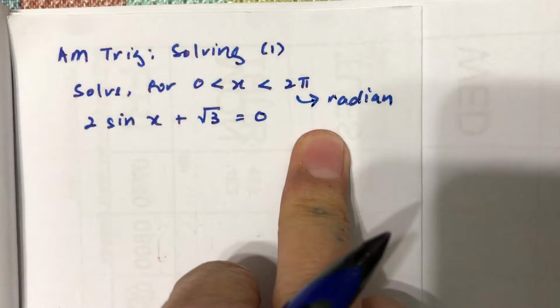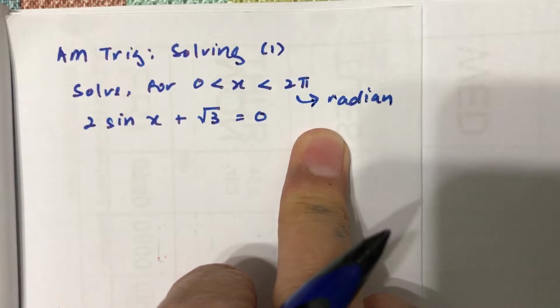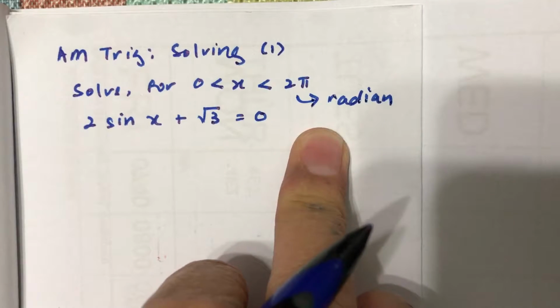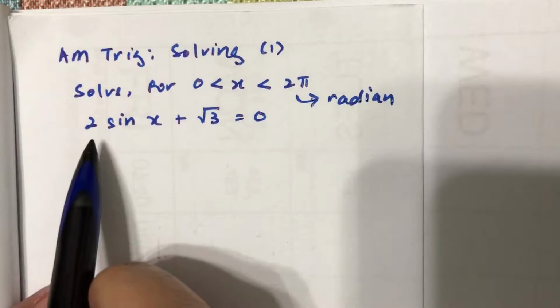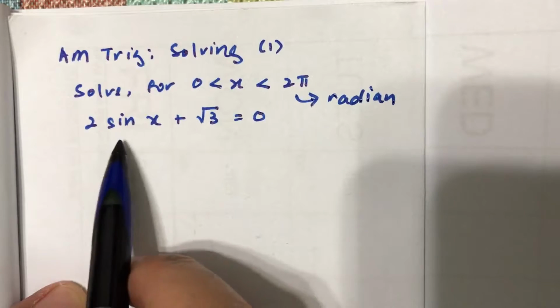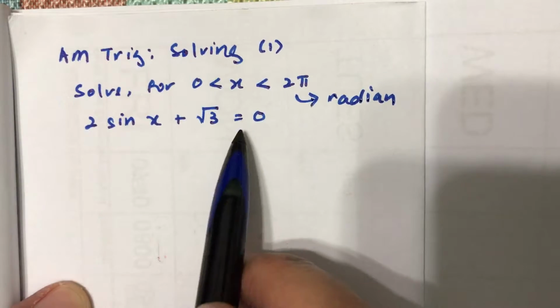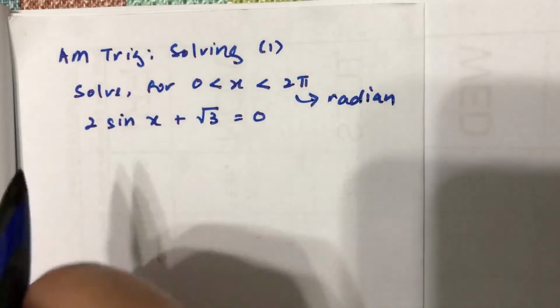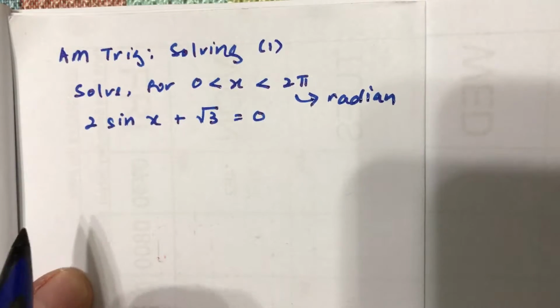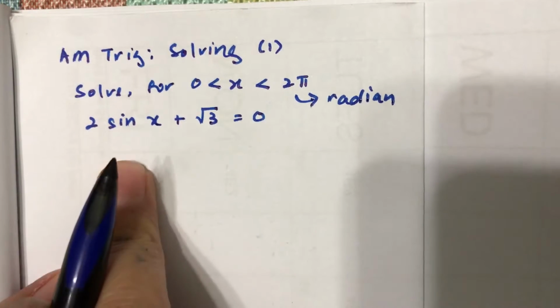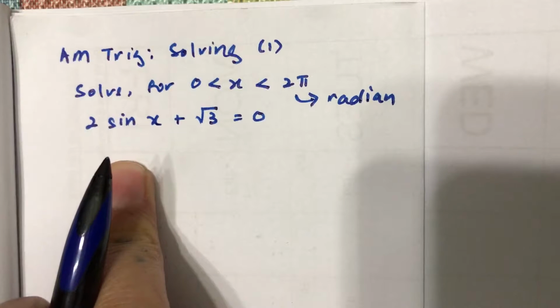But we can just deal with it, think of it in degrees first, then later on we can convert it to radians. Alright, so this is the question that's been given. 2 sine x plus square root 3 equals 0. So on your calculator, you only have 3 basic functions, right? Trigo functions. We have sine, cos, and tangent.